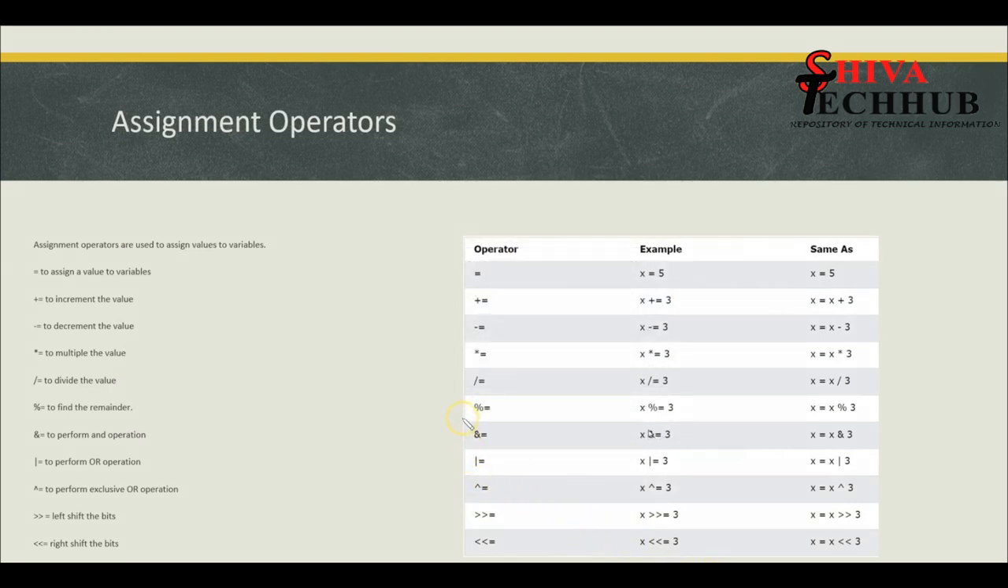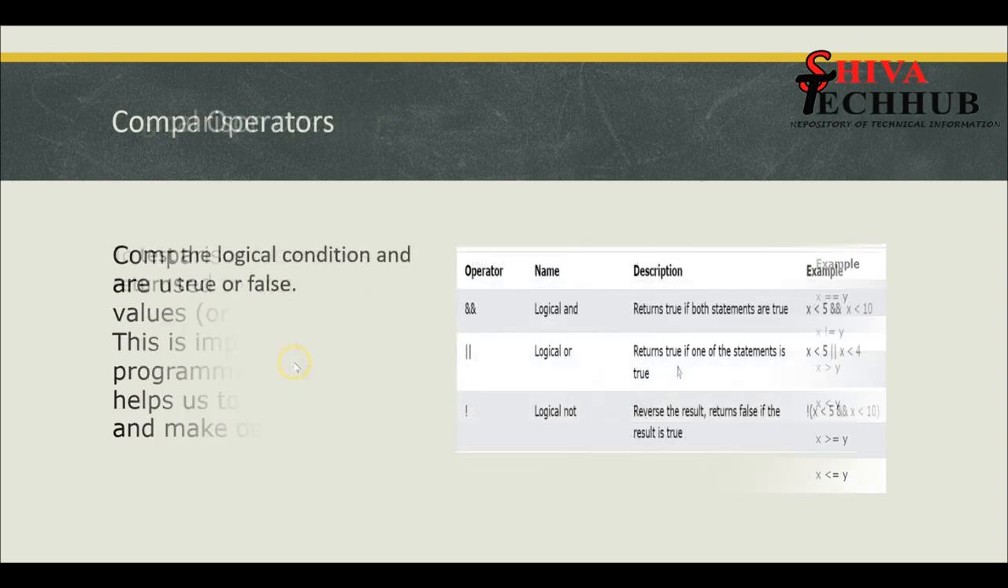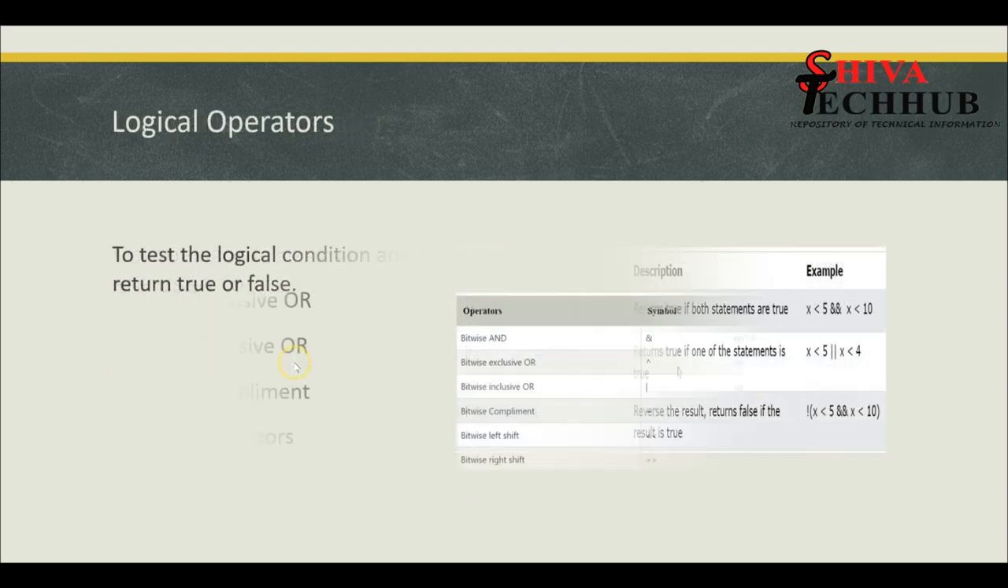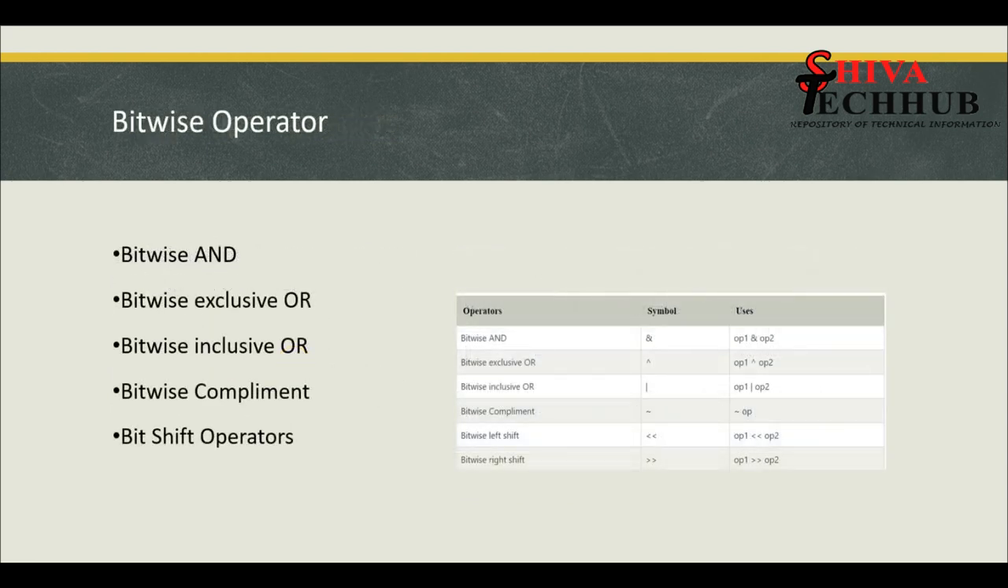So these are some of the operations that can be performed only on bits and bytes, right? So let us look at those different types of operators with examples. Okay, so these are the various bitwise operators that are present.